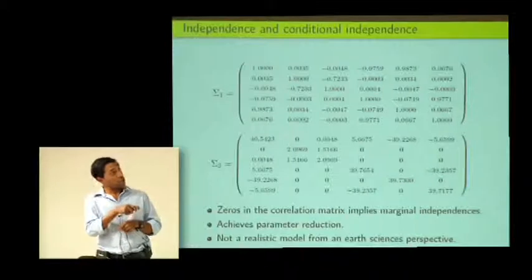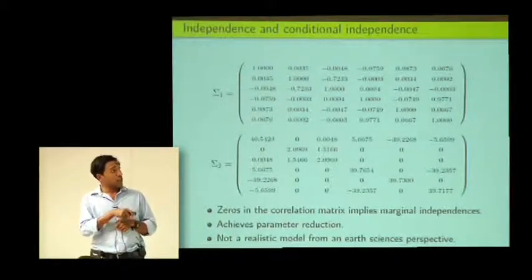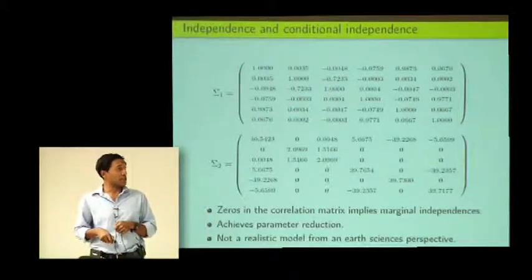So here is a covariance matrix, which is a 6 by 6 covariance matrix. And here is another covariance matrix which has zeros in it.